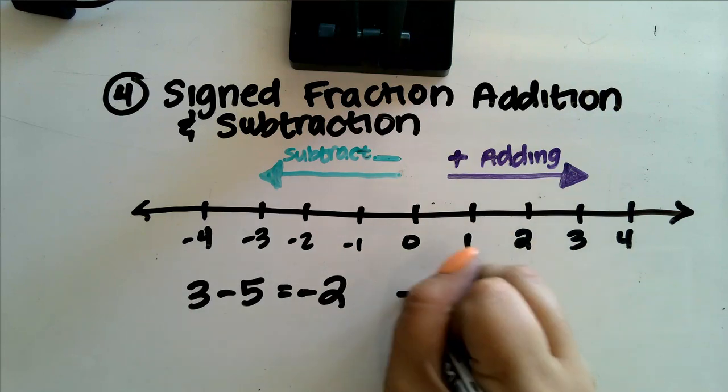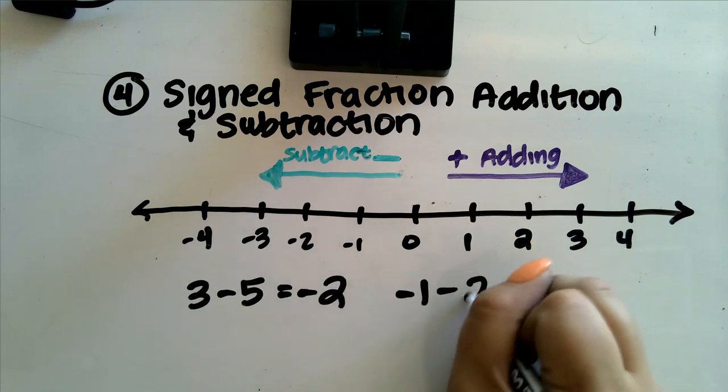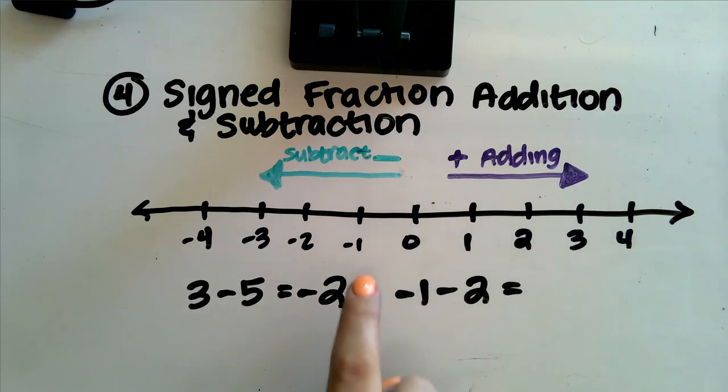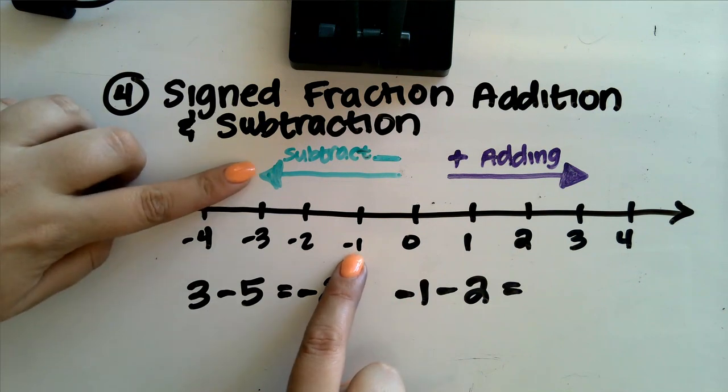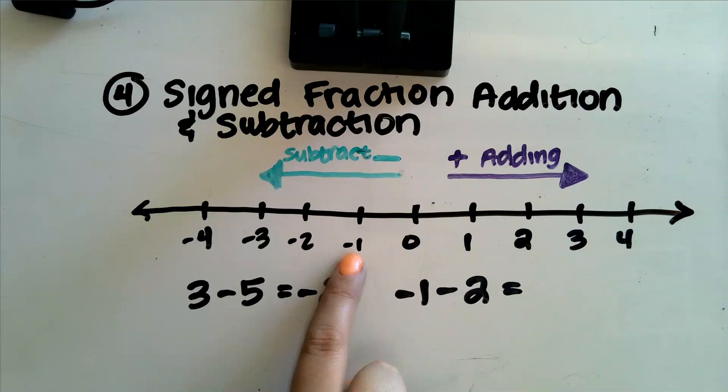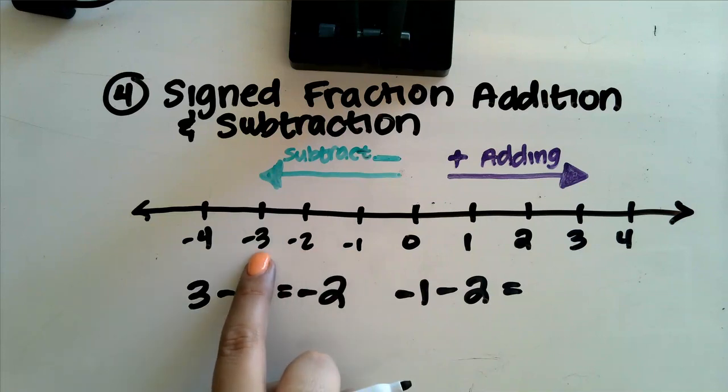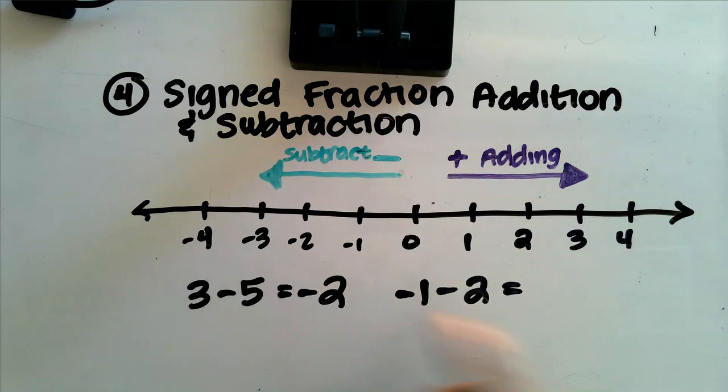Do another example of negative 1 minus 2. This time, we're starting to the left of 0. We're starting over here at negative 1. But again, we're subtracting 2, so we're still going to be going to the left. 1, 2. So our result of negative 1 minus 2 is negative 3.